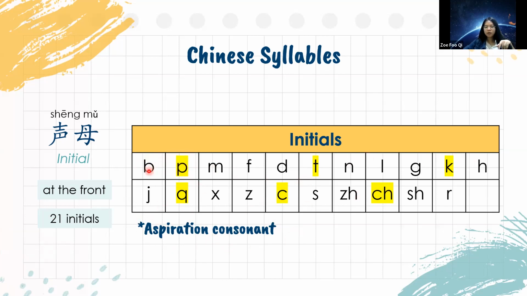It is actually doing the same thing as B and P, but we stop here. Doing the B sound, and then we stop here, and then we brush the air out. So this one is 波, this one will be 坡, 的, 特, 个, 可, 鸡, qi, and then 滋, 吃. Then for different initials, we have to use different parts of our tongue.